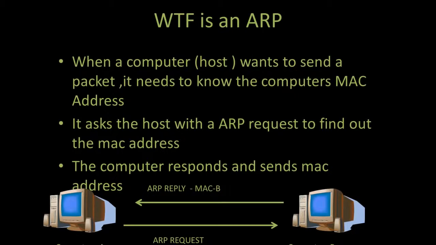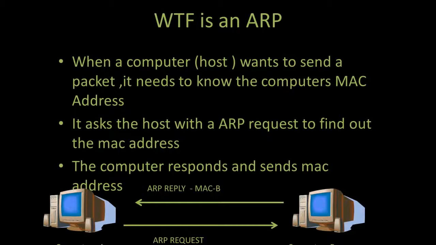So let's continue. Now you're probably wondering, what is an ARP? Well, when a host or a computer wants to send a packet, it needs to know the MAC address of the computer that it wants to send to, just like you need to know the address of someone you want to send a letter to. So it asks the other computer with an ARP request, what is your MAC address? And then the computer responds by sending its MAC address. So this is called an ARP reply.